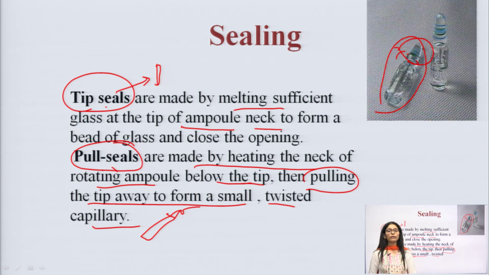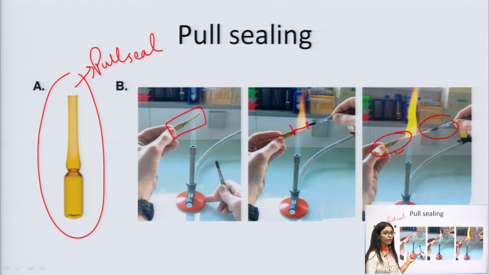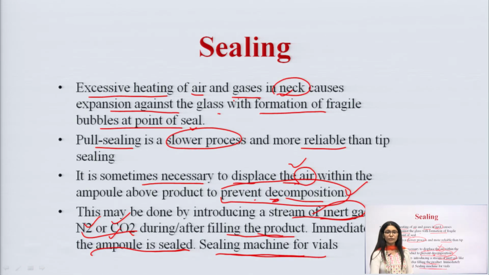In tip seal, what we learned is that there is a blunt end at the top of the ampules. In pull seal, we are pulling the ampules like this and getting the shape of the ampules at the end. Okay, this is what sealing is. Sealing is very important in our day to day manufacturing of parenteral products. Why? Because when sealing is not proper, it can spill out your formulation and cause deterioration of your drug. So sealing is very important, and heating is provided.